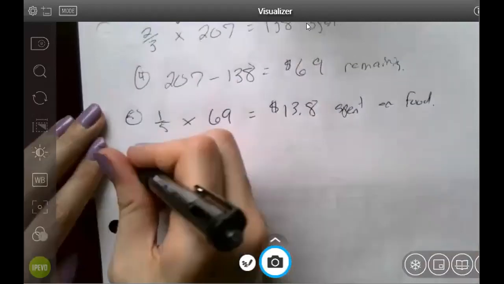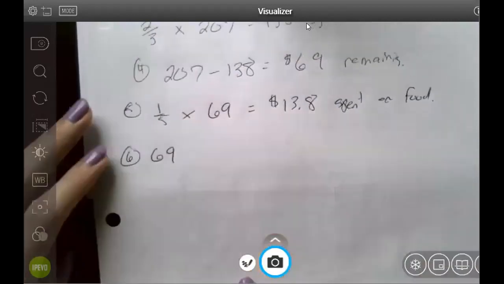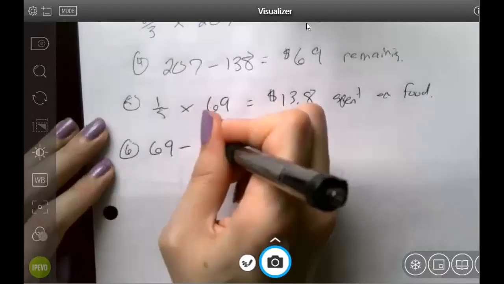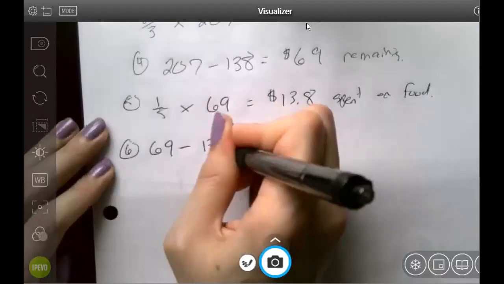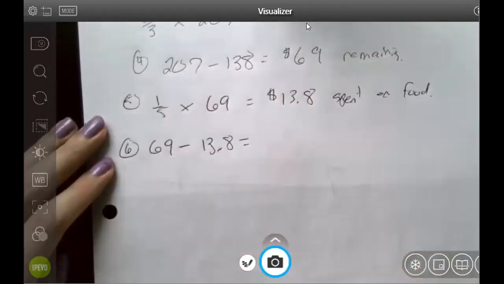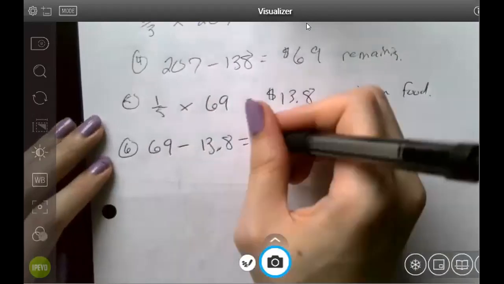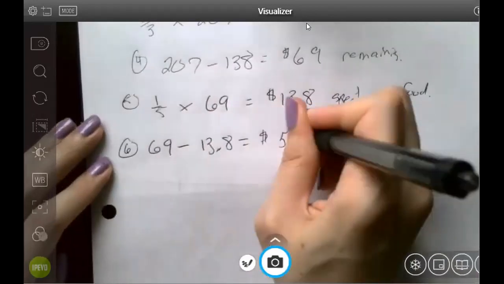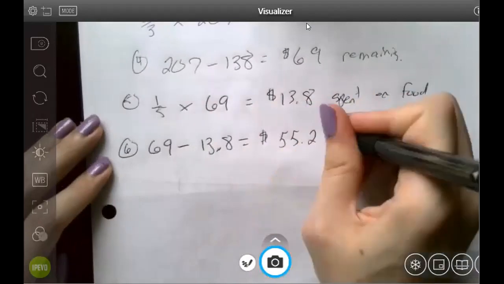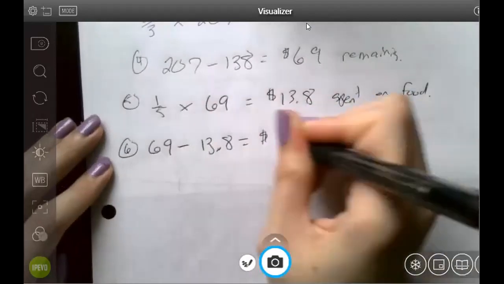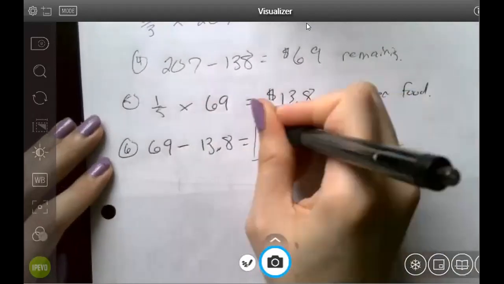Well, if he had $69 before he bought food and then he spent $13.80, we can just subtract those to figure out how much money he had left. So $55.20 is how much he would have had left over.